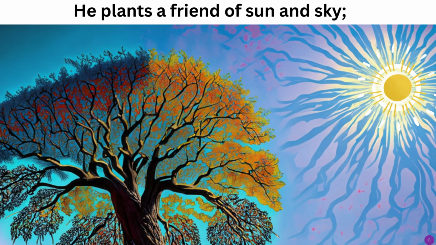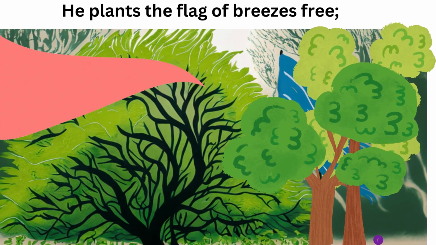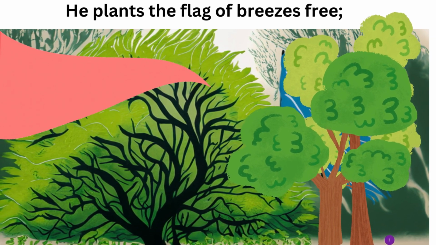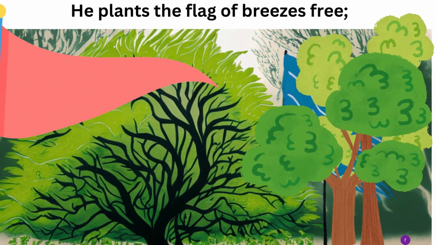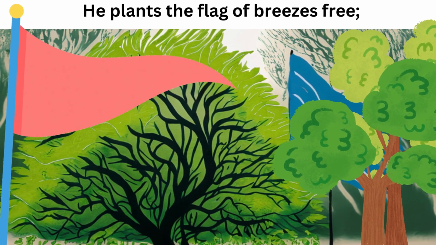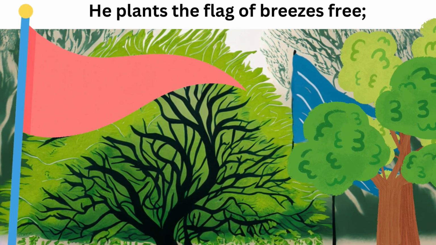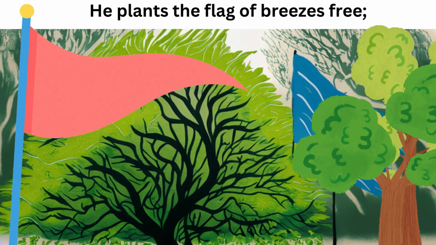I'm also providing you all the keywords that you must remember while writing the answers. Go through them. Next, the poet says he plants the flag of breezes free. So here the poet is again comparing the tree to a flag of free breeze. Like a flag flutters freely in the breeze, the leaves of the tree also flutter and provide soothing, cool breeze to all of us.